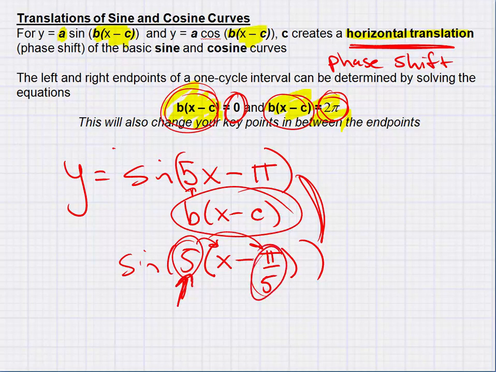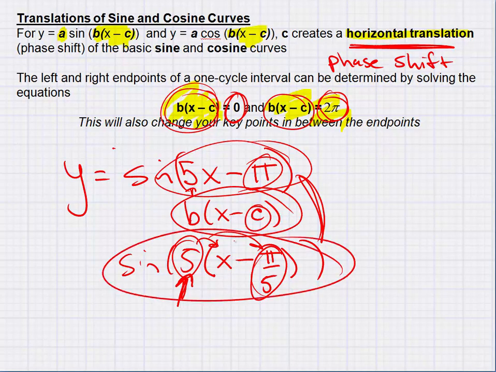This number right here, however, is the phase shift. C is the phase shift. Pi is not. Pi fifths is. So if I'm looking at it this way, I'm not going to see the phase shift properly. I always have to factor the 5 out so that I can then see that phase shift more accurately. And this is where this comes in. Okay?